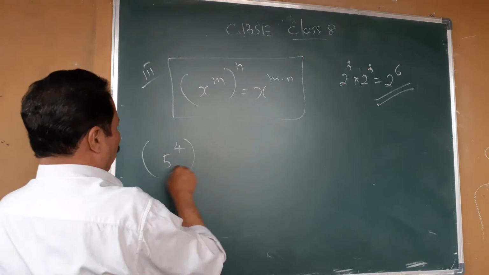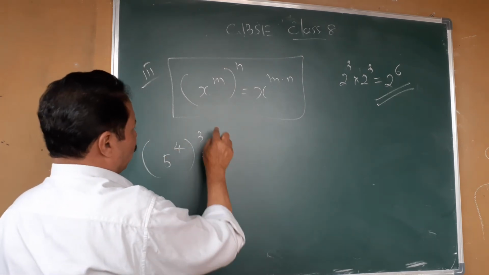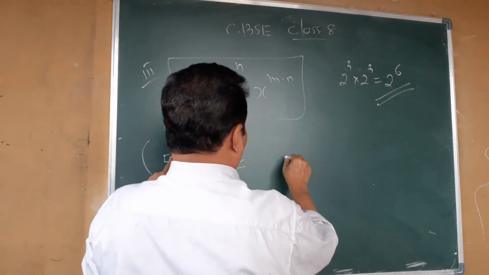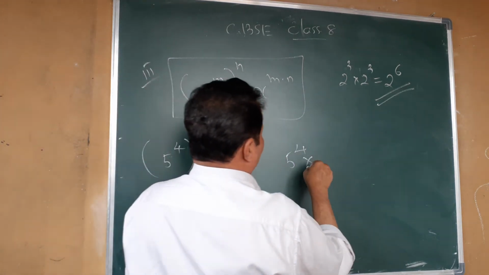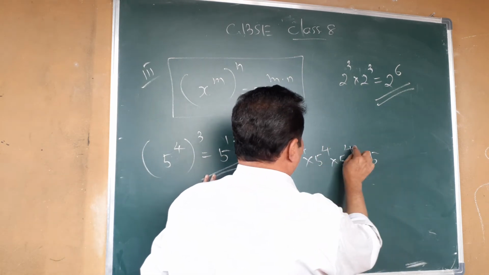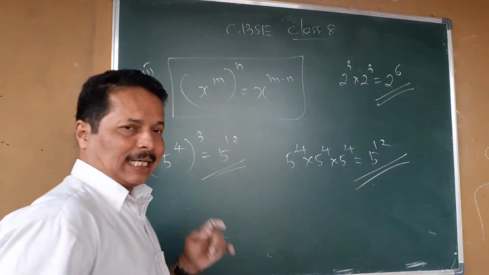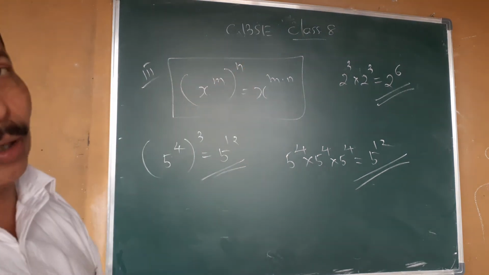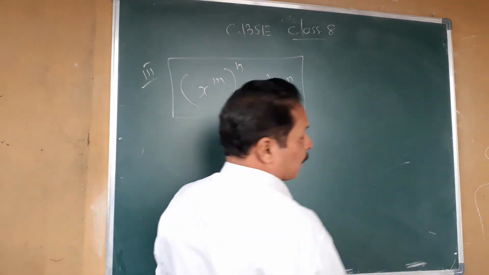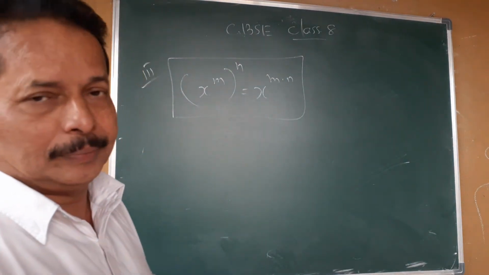5 raised to 4 all raised to 3. By law, it is 4 into 3 equal to 12. And so that way, 5 raised to 4 all raised to 3 means multiplied 3 times. So 5 raised to 4 plus 4 plus 4 equal to 12. That's its answer. So x raised to m all raised to n is equal to x raised to m into n. m into n. Is it over?